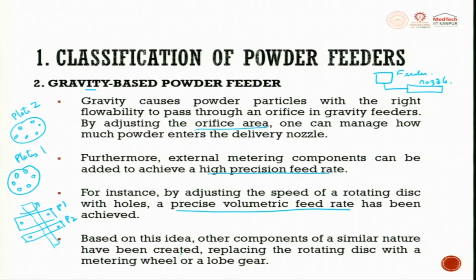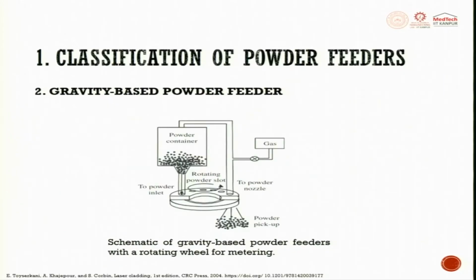Based on this idea, other components of a similar nature have been created, replacing the rotating disc with a metering wheel or a lobe gear. So, this is how it looks like. So, you will have gas which comes inside, then you have a hopper where you have the metal powder.